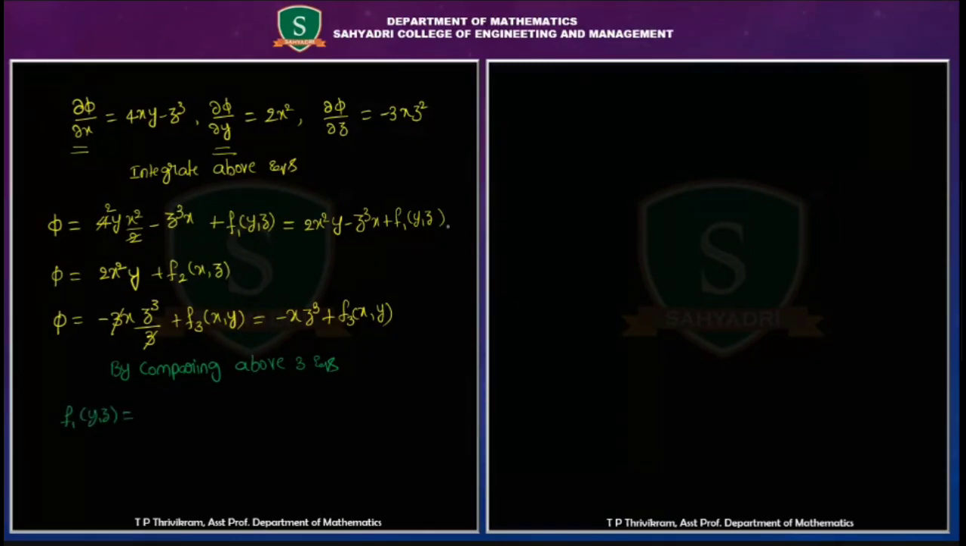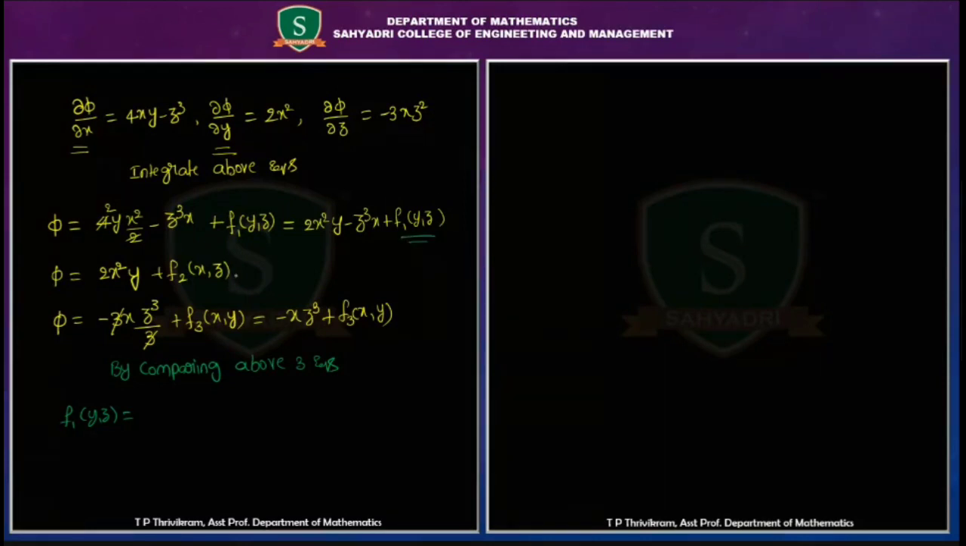So how to find f1 of y comma z? You have to search for a yz function in these two terms. Is there any yz function, or y function alone, or z function alone? No, sir. So we don't have such a function here. We have to put 0.